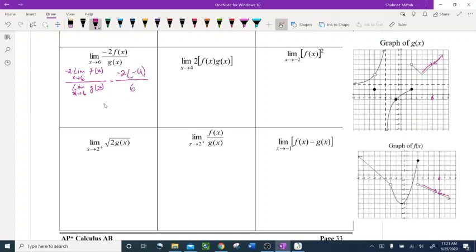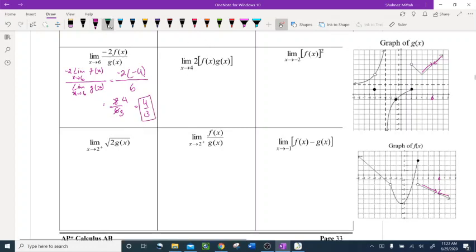Negative times negative is positive. 2 times 4 is 8, and 6 is going to stay. You simplify this: 2 times 4 is 8 and 2 times 3 is 6. So my answer is 4/3. And always simplify your answer whatever you can.